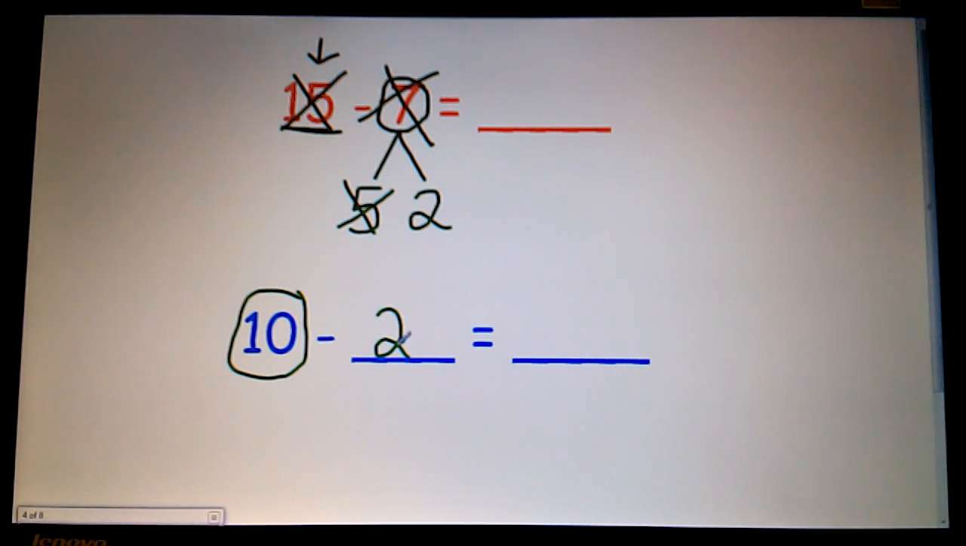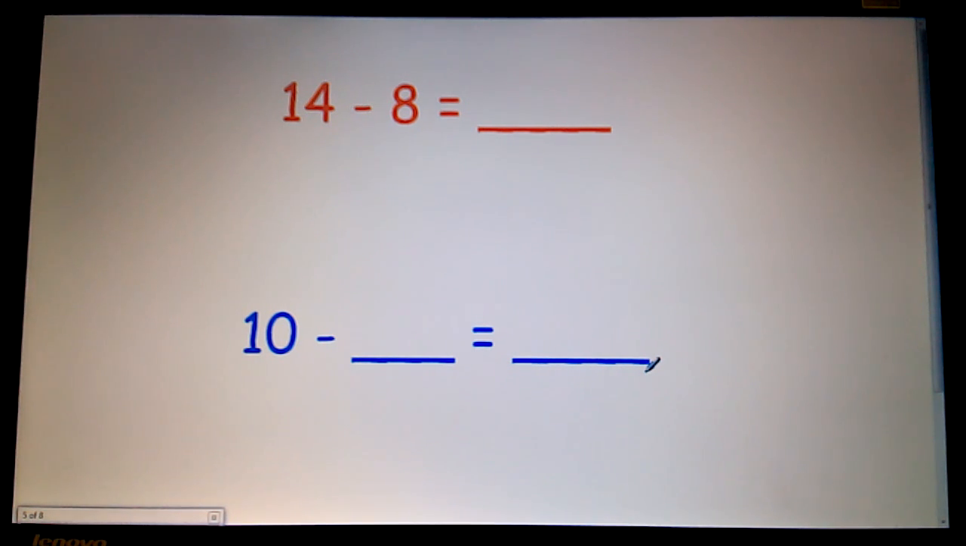10 minus 2. Again, think of this as addition. I know that 2's partner to 10 is 8. That's easier for me to solve than 10 take away 2 in my head. I should always put the answer in the problem above or in both places. Therefore, 15 minus 7 gives me 8, and 10 minus 2 also gives me 8.